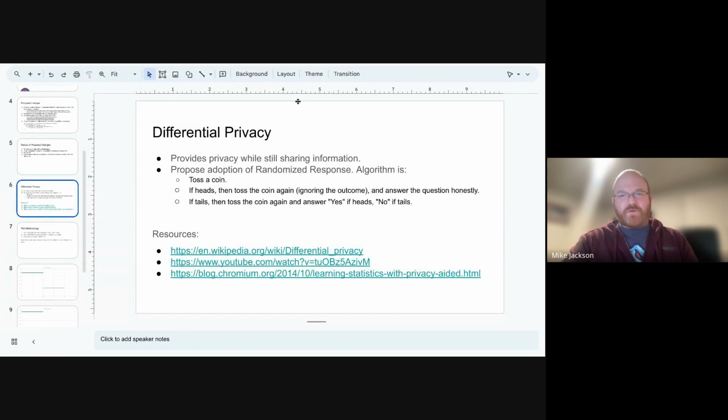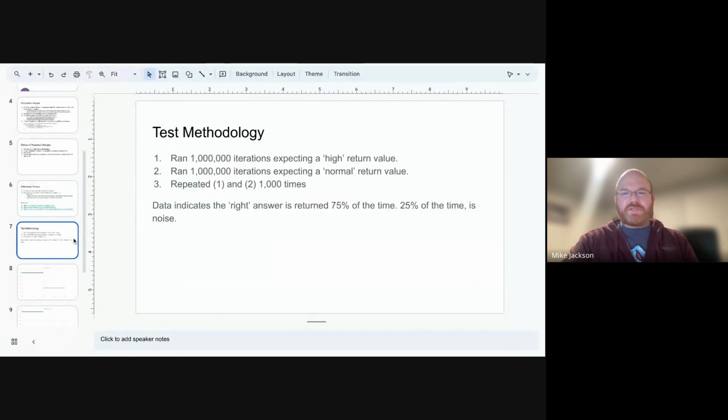Then jumping to the differential privacy conversation, the proposal is that we adopt the randomized response algorithm. I think Charlie covered the algorithm really well in his slide deck, so I don't need to cover it again here. But I did want to test this locally and see how accurate the responses were. So I ran a million iterations expecting a high return value, a million iterations expecting a normal return value, and then I ran both of those things 1,000 times each.